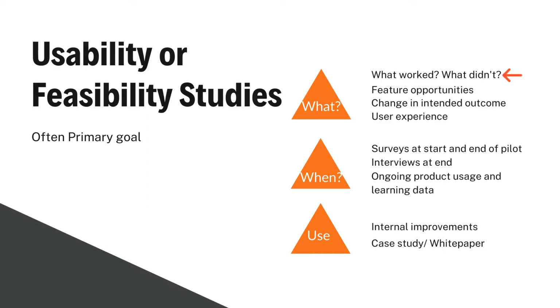What worked? What didn't? What are some features that are on your wish list that you want to collect some preliminary feedback on? And or what are some features that your customers feel might make this easier for them to use? You also want to record the change in your intended outcome. Has the teacher seen a growth? Have scores actually changed? But you also want to record how they are interacting with the product and how they're experiencing the product as a whole.